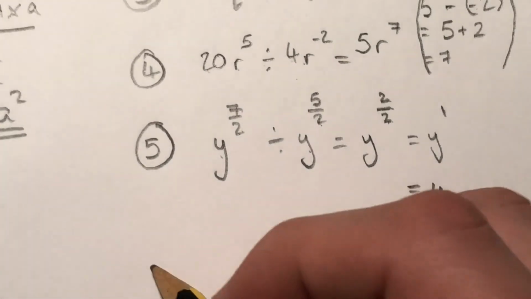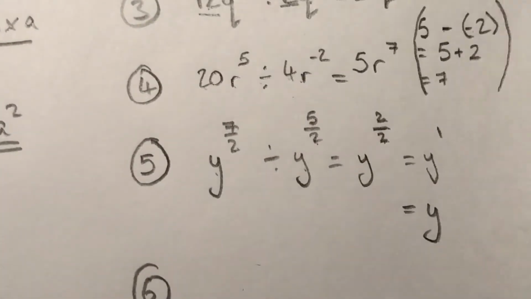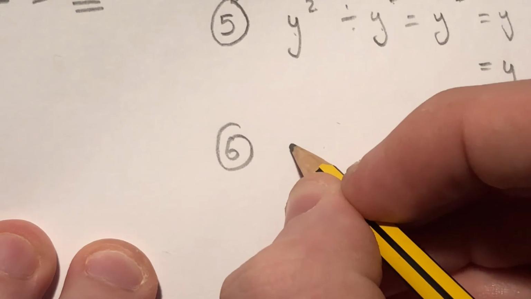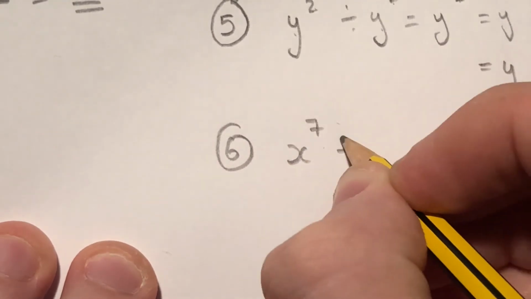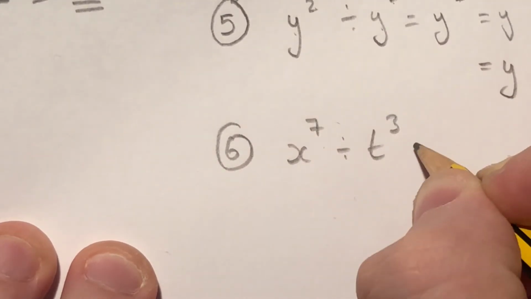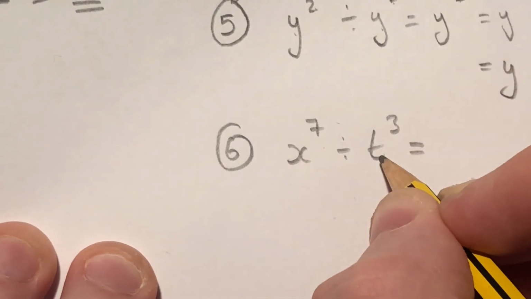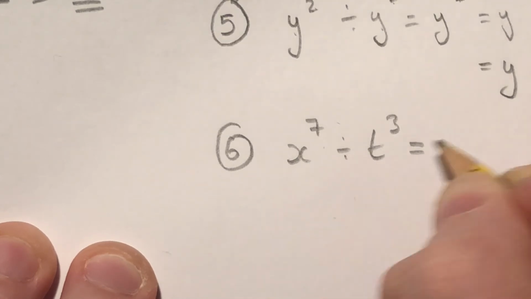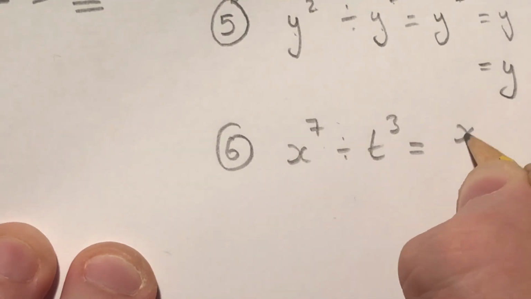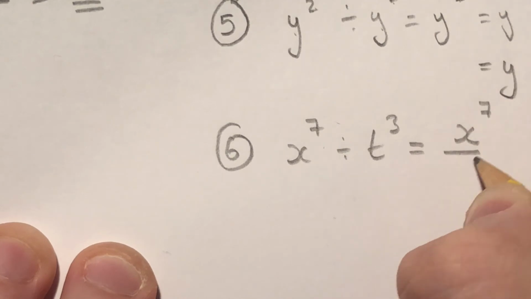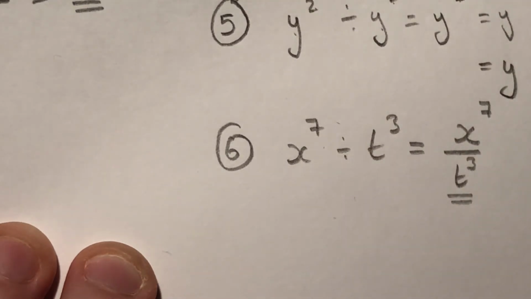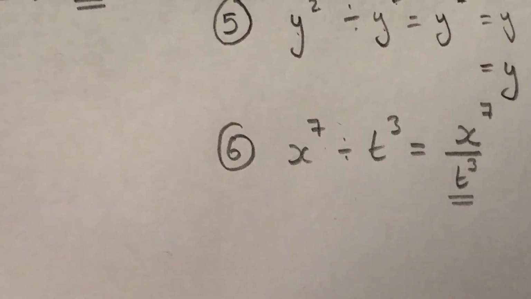And similarly, as we did before, if the bases are different from one another, let's say we've got x to the power of 7 divided by t to the power of 3. These bases are different from one another, so they must remain separate from one another. So we just rewrite this as a fraction, x to the power of 7 over t cubed. There's no more that we can do with that. There you have it. Please try some examples for yourself.